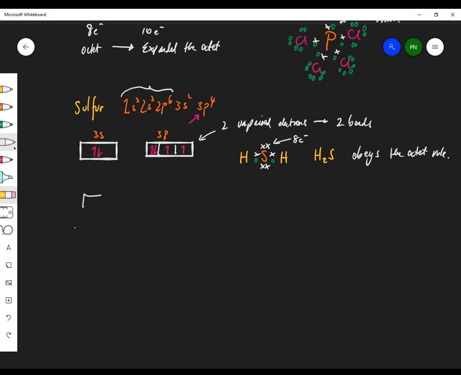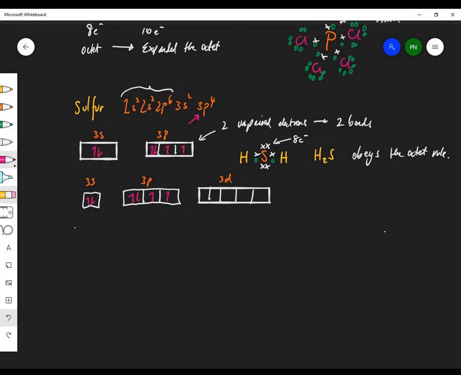So let's do it again. These are the 3s, 3p and 3d. And we're going to expand the octet here. 2 electrons there, 1 there, 1 there, 1 there. Again, that's the ground state of sulfur, isn't it?